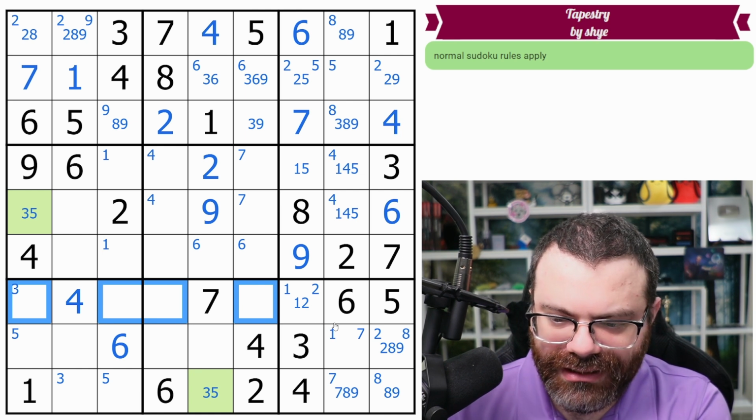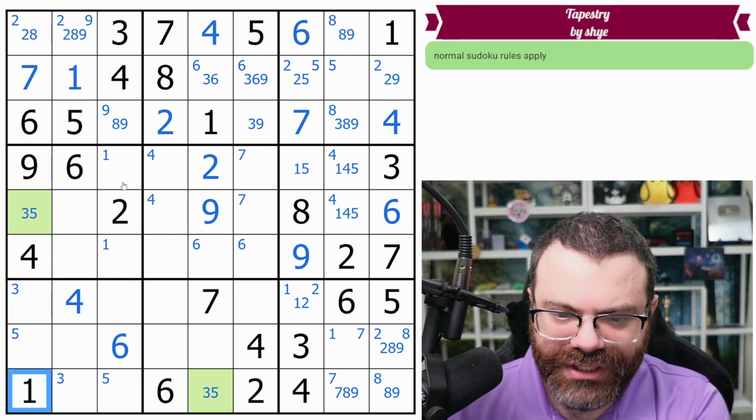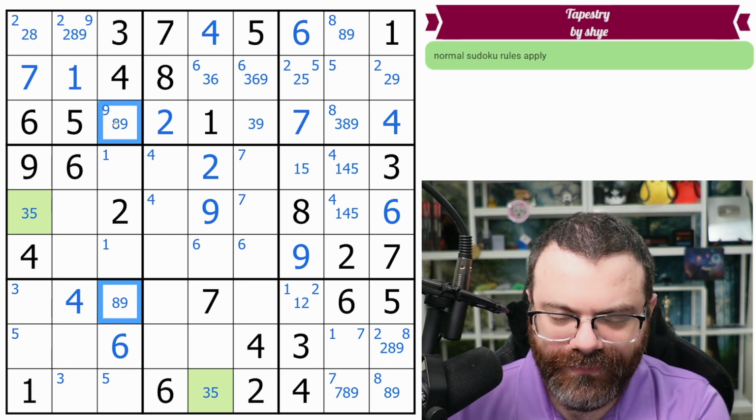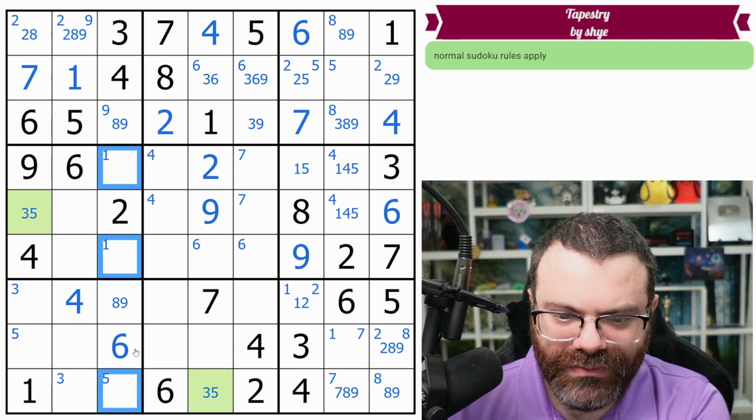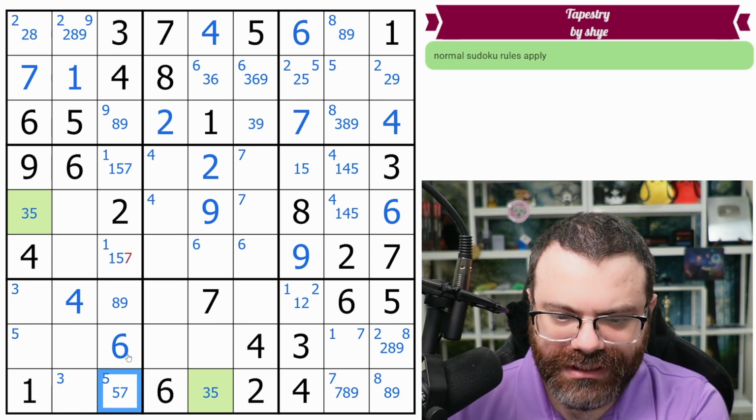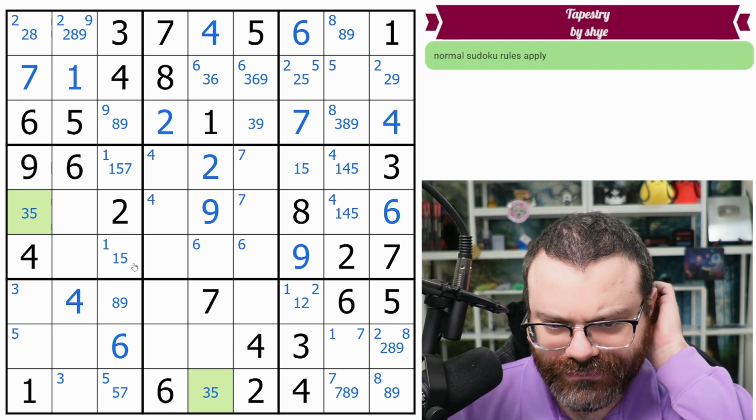We need a 1, 2, 3, 8, 9. This can't be the 1, 2, or 3. So this is only 8, 9, and that gives me an 8, 9 pair in this column. So the remaining digits are 1, 5, 7. That's not a 1, that's not a 7. Okay.